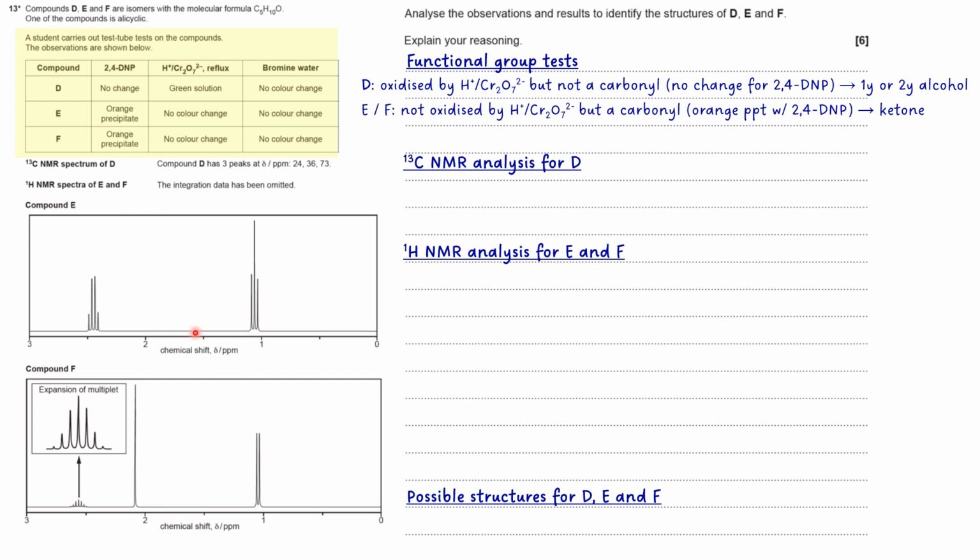Looking at E and F, they both have the same result. There's an orange precipitate, so it must be a carbonyl. But there's no color change with H+ and Cr2O7 2-, so it must be a carbonyl that can't be oxidized any further. It also has no carbon-carbon double bonds. So therefore, we're having a ketone here. And it's a ketone because an aldehyde would have also been oxidized by H+ and Cr2O7 2-, so you would have had a green solution here as well.